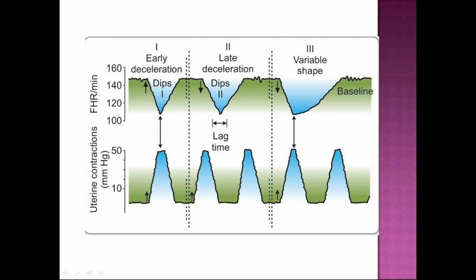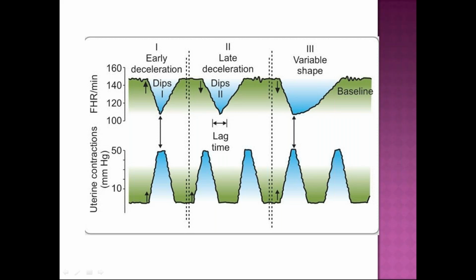This is early deceleration. You can see here, these are contractions, and this is the fetal heart rate, 140 to 160. This is the contraction, in millimeters of mercury, and at the peak of contraction there is a deceleration. But when the contraction subsides, it comes back to the normal level. So it is normal. Early deceleration is due to compression and ischemic uterine contraction.